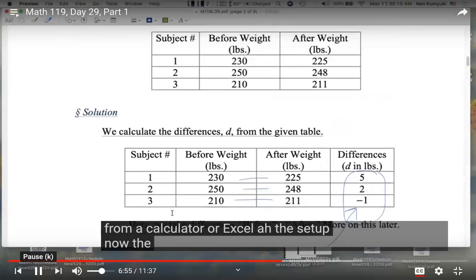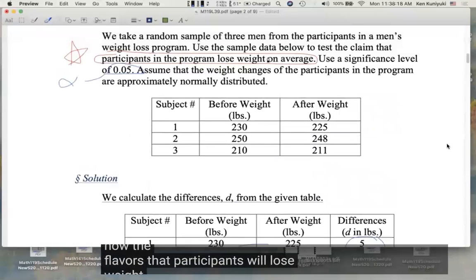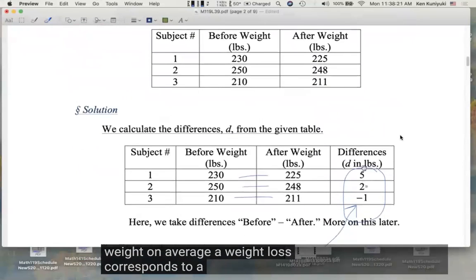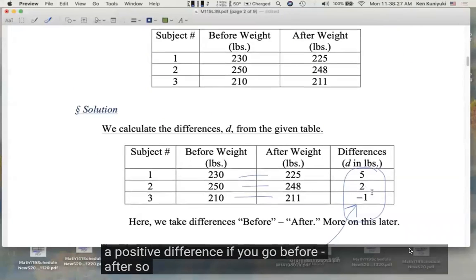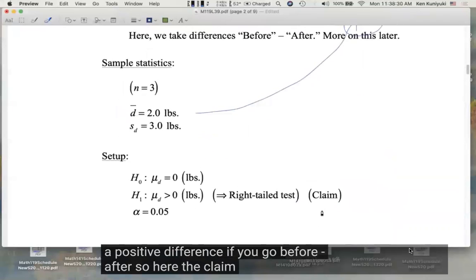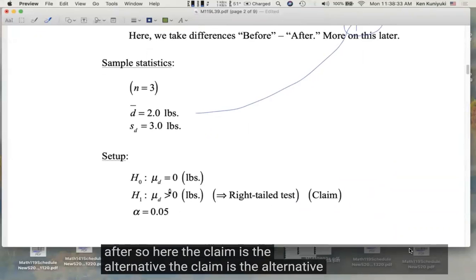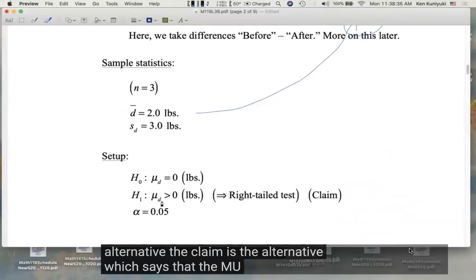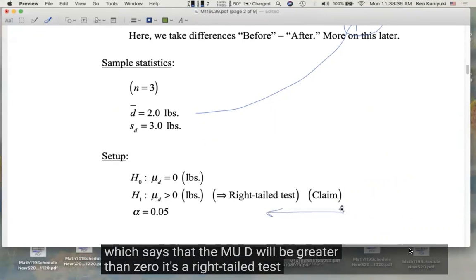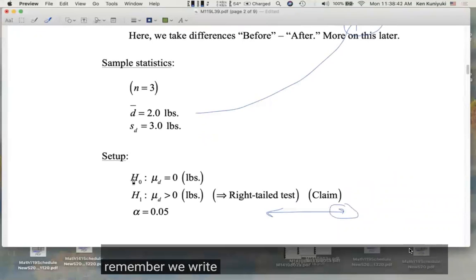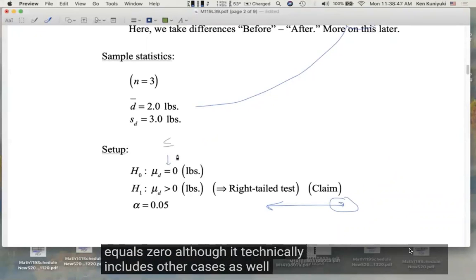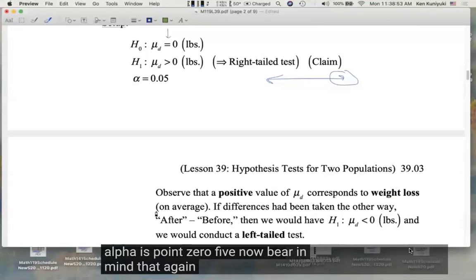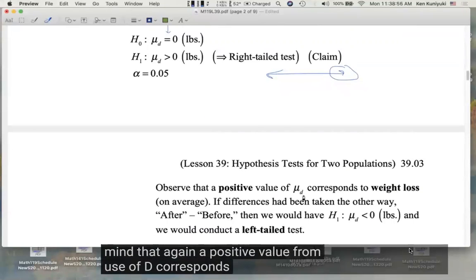The setup. Now, the claim is that participants will lose weight on average. A weight loss corresponds to a positive difference, okay? A positive difference if you go before minus after. So here, the claim is the alternative, which says that mu d will be greater than 0. It's a right-tailed test. Remember, we write the null as mu sub d equals 0, although it technically includes other cases as well. Alpha is 0.05.